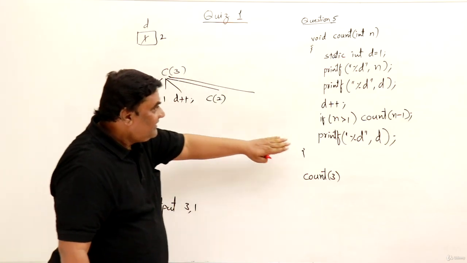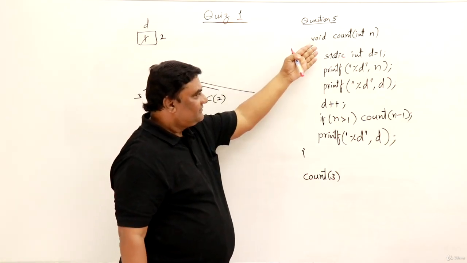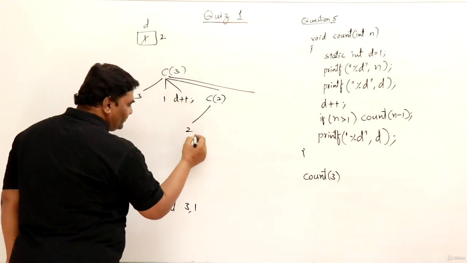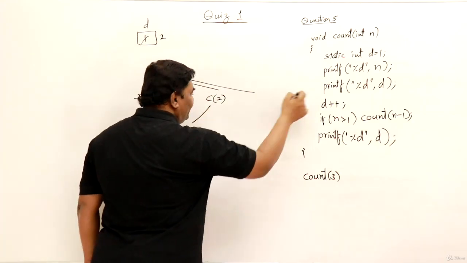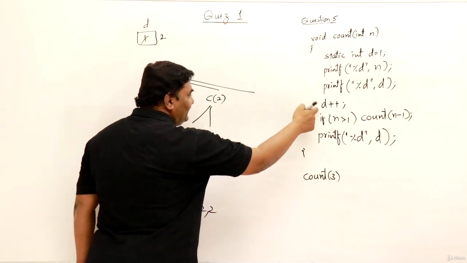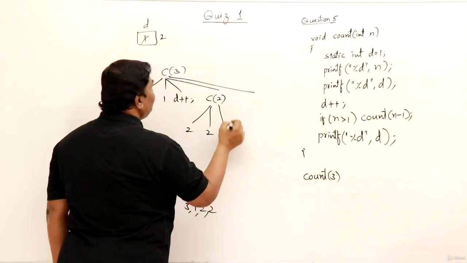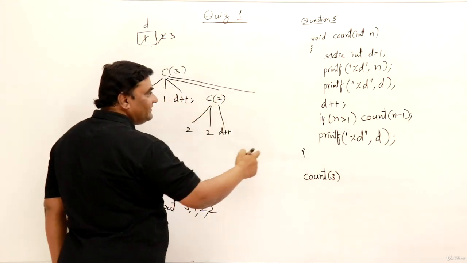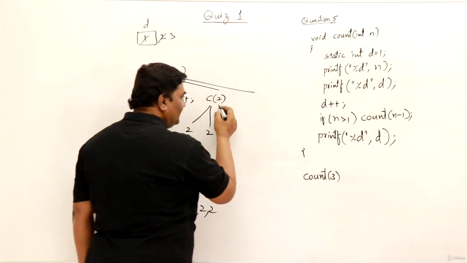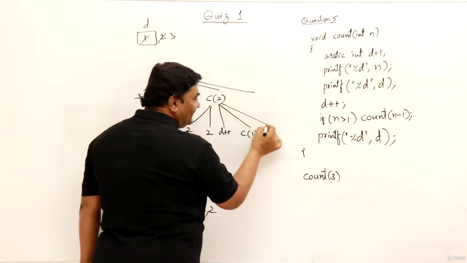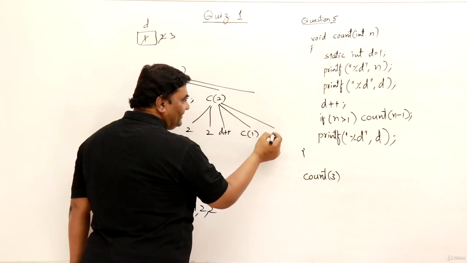Continue from here. Again it calls itself. So first print n. N is how much? 2. So 2. Next print D. D is how much? 2. So 2. Then D plus plus. D becomes 3. N is greater than 1? Yes. Call itself for n minus 1. So C is called for n minus 1, 2 minus 1, 1. Then after that printing is there, but not now.